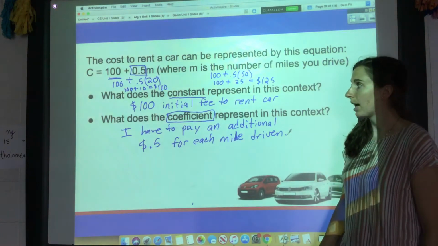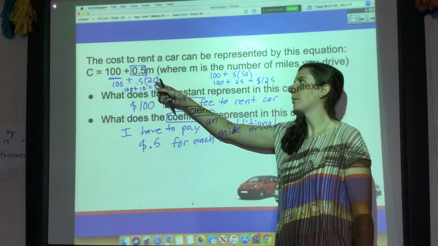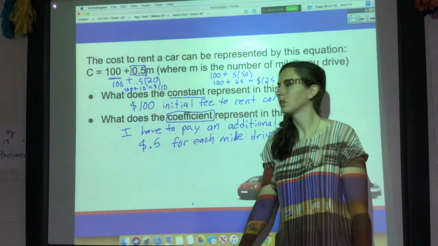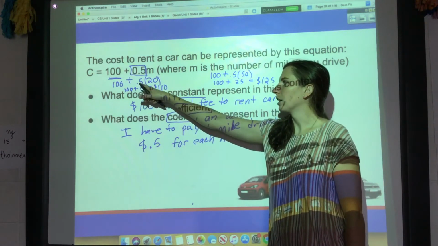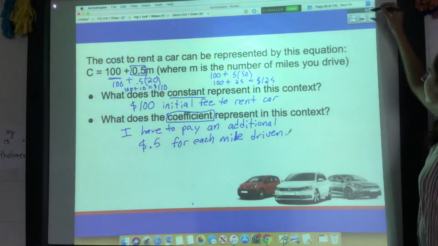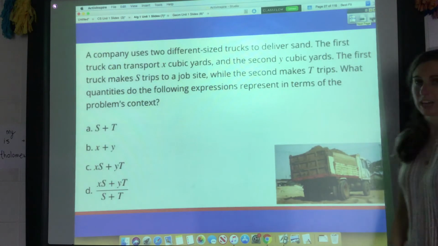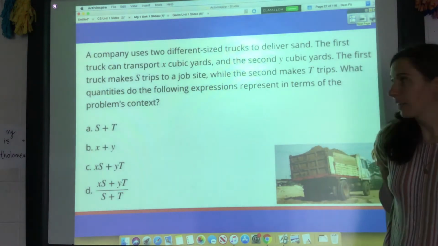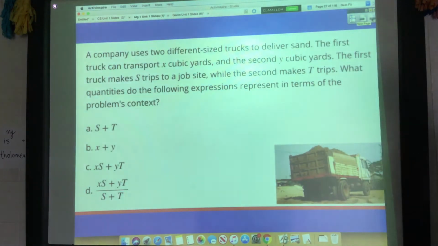For example, when I put in 20 miles, I ended up having to pay 10 extra dollars. It's always another 0.5 for each additional mile. Let's take a look at a quite complicated example. So take a second to read through that.